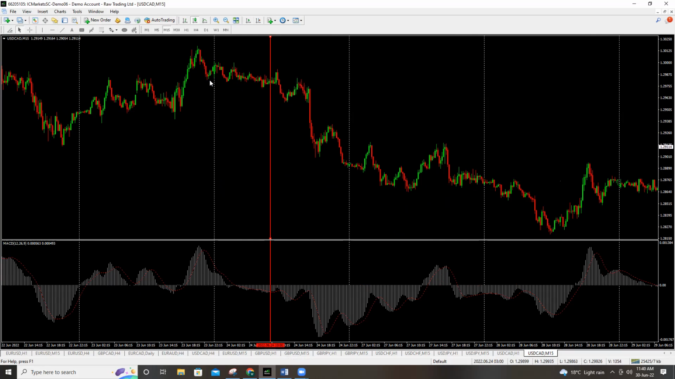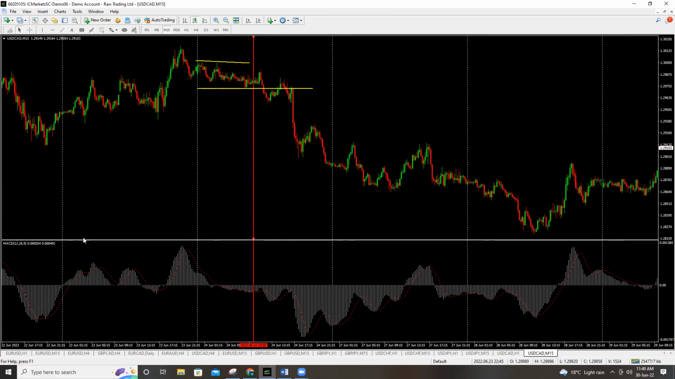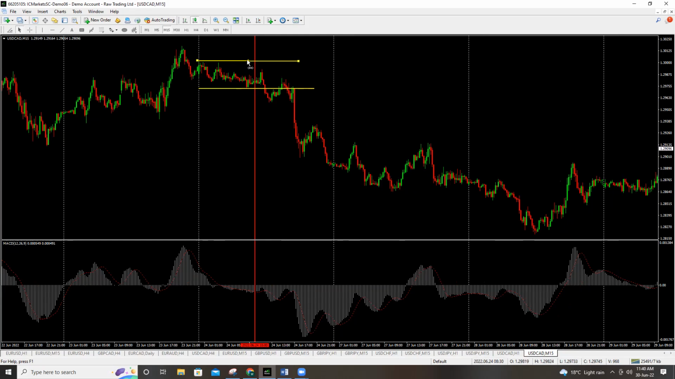Before 10 a.m., from midnight, the beginning of that day, to 10 a.m., that's where you want to mark your trading range. You want to pick the lowest and, of course, the highest. So this here is your trading range.